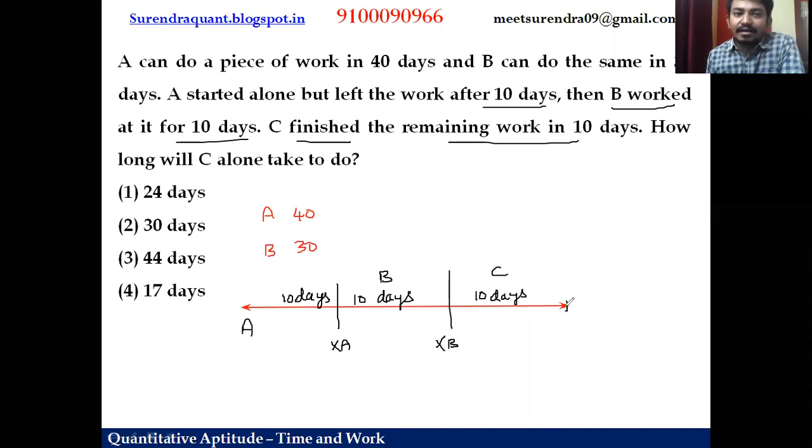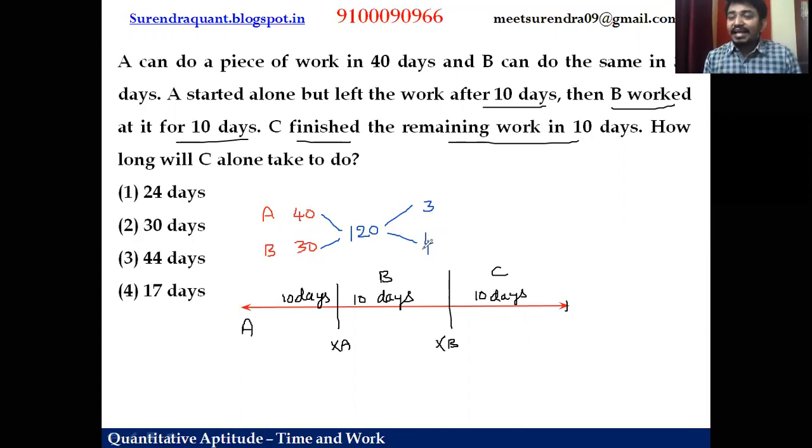Here the work is done. Then how long will C alone take to do the work? If C works alone from beginning to ending, how many days will he take is the question. What is the LCM of 40 and 30? That will represent the total amount of work. LCM is 120. What is the 1 day work of A? 120 by 40, 3 units. What about B? 120 by 30, 4 units.